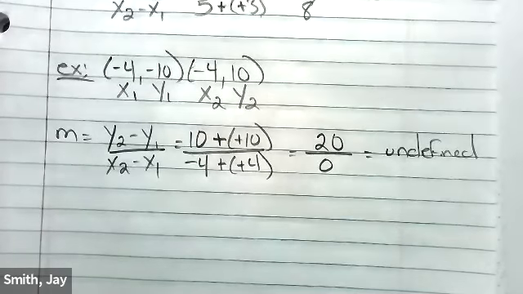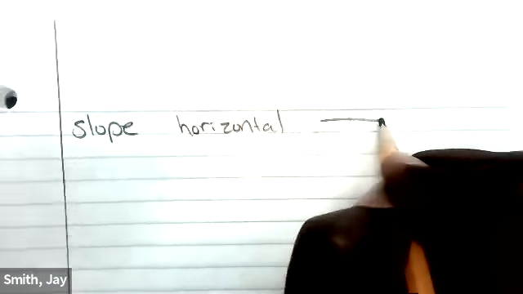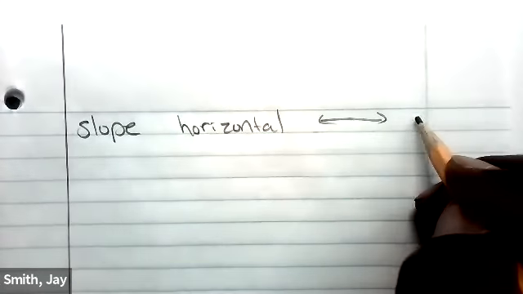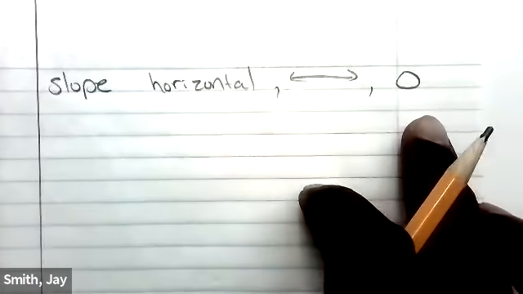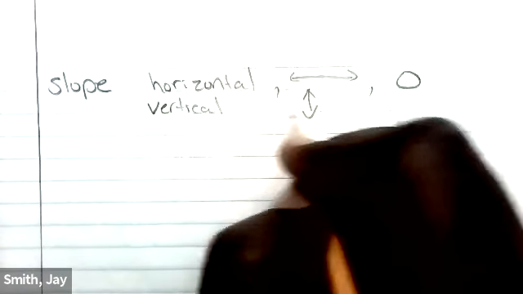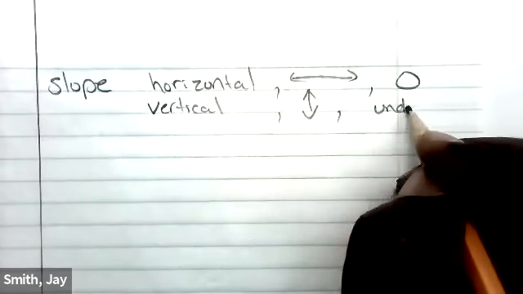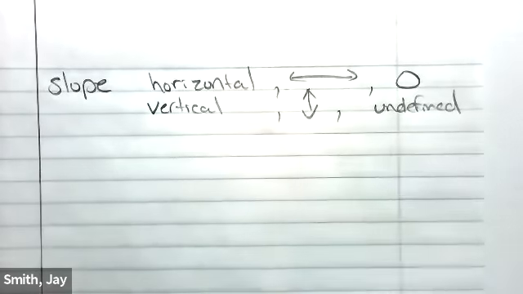We do want to take note of this for vertical and undefined lines. All right, so focusing on slope, if we have a horizontal line, or a line that goes from left to right, then the slope is actually 0. So horizontal lines have a slope of 0. When we have a vertical line, or a line that goes straight up and straight down, that's going to be undefined.